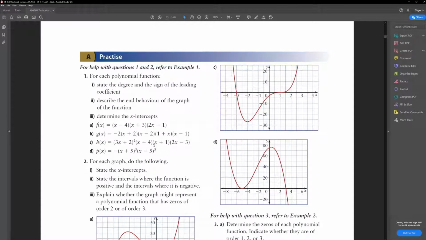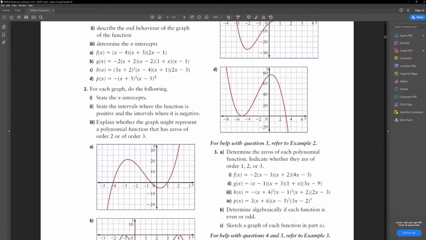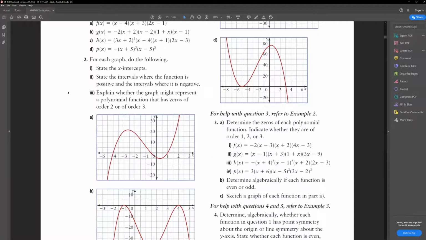Now let's move on to 2. For each graph, do the following. 1, state the x-intercepts. 2, state the interval where the function is positive and the intervals where it's negative. And 3, explain whether the graph might represent a polynomial function that has zeros of order 2 or of order 3. Okay, so let's see.